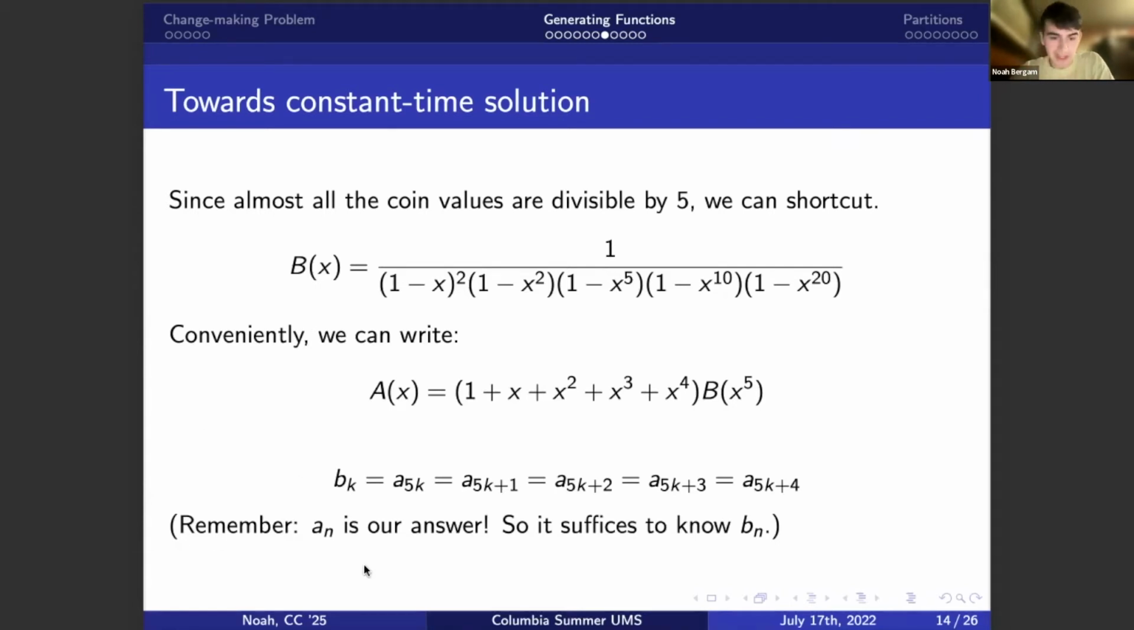And just to emphasize again, a of n is our answer. So it suffices to know b of n. Because if we start with a of n and take the floor of n over 5 and use that as the k value for b, then we can look at b. So in order to find a of n, we can look at b of n, where b of n is the nth polynomial coefficient of b's infinite polynomial expression, its Maclaurin series, so to speak.